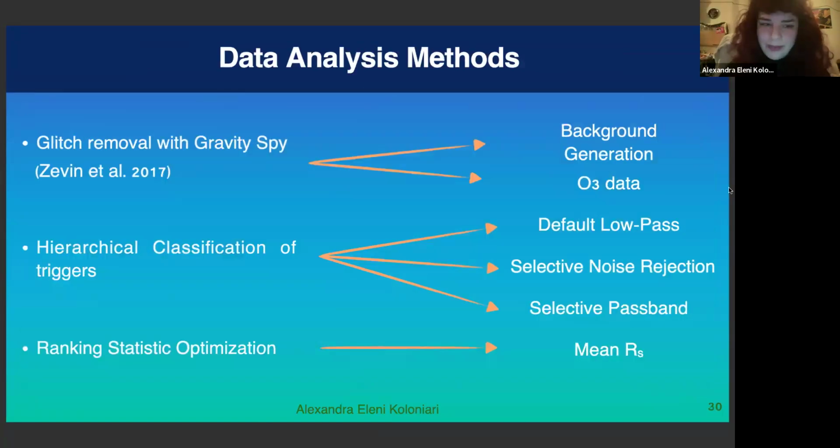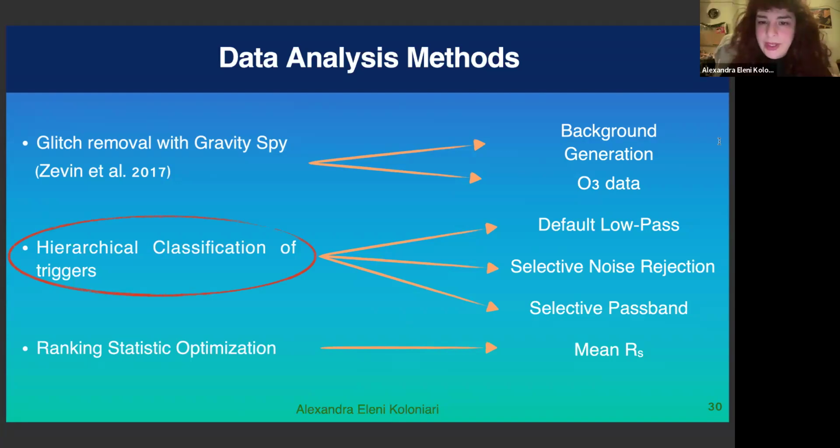Now, for the data analysis methods, we did use glitch removal techniques using Gravity Spy for both the background generation and O3 data. We also did a hierarchical classification of the triggers, and we ended up with 3 classes: the default low pass class, the selective noise rejection, and the selective passband class. And we also did a ranking statistic optimization using the mean ranking statistic. And actually, those last points were my work, and we will discuss them immediately, starting with a hierarchical classification of the triggers.